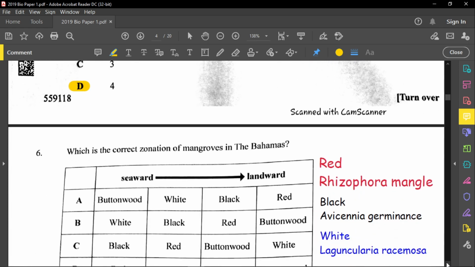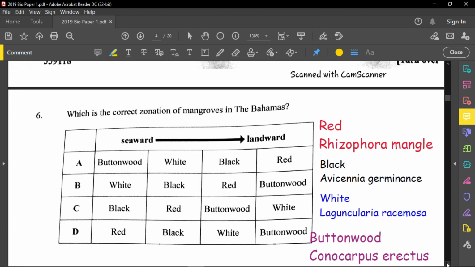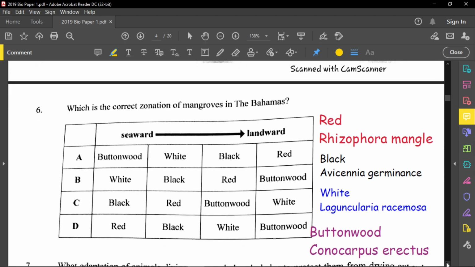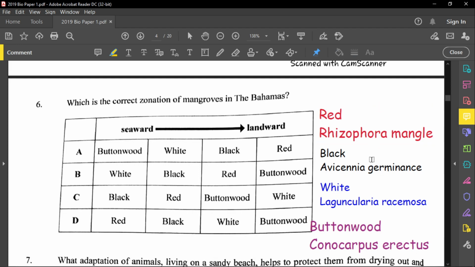All right, question number 6. Which is the correct zonation of mangroves in the Bahamas? I'll go ahead and write the scientific names for the 4 mangroves. We have the red mangrove, Rhizophora mangle, the black mangrove, Avicennia germinans, the white mangrove, Laguncularia racemosa, and the buttonwood, Conocarpus erectus. In this order listed on the side, that's the order from the sea to the land. So question number 6 will be D: red, black, white, and buttonwood.